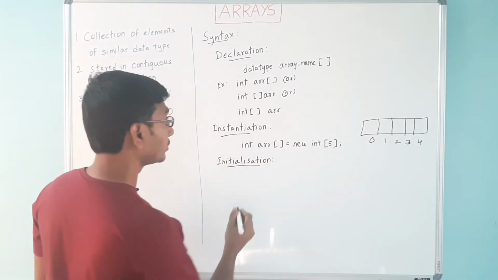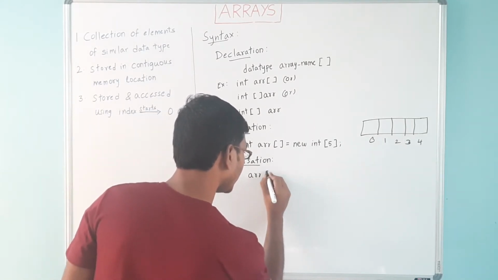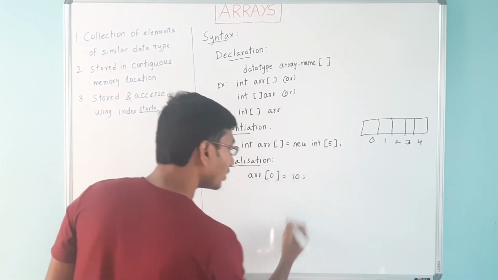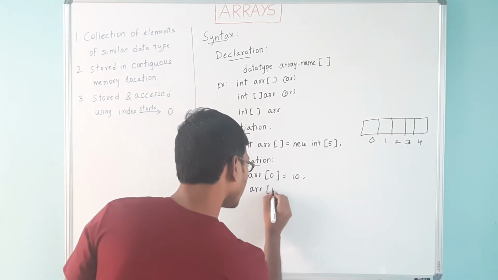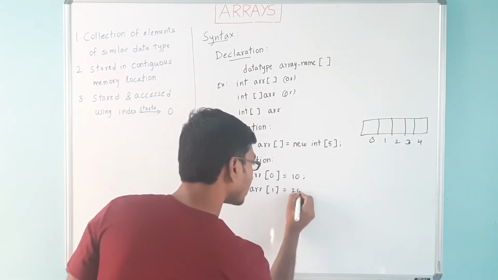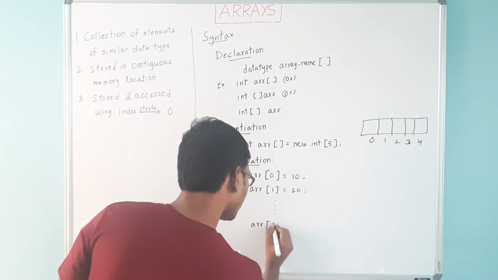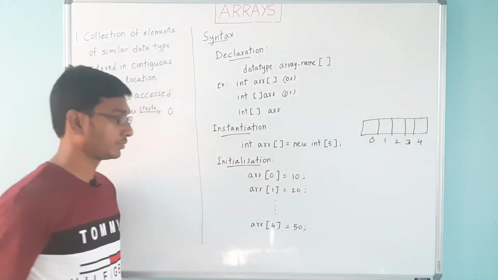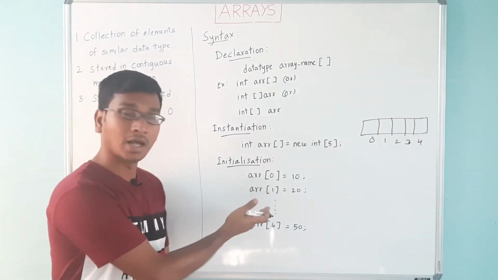How to initialize values? I have an array, right? The index starts with 0. So in the 0th index, I want to store the value 10. And in the next index, I want to store some other value, and so on. In the last index, I want to store some value like this. So this is how we can initialize the values of the array elements.